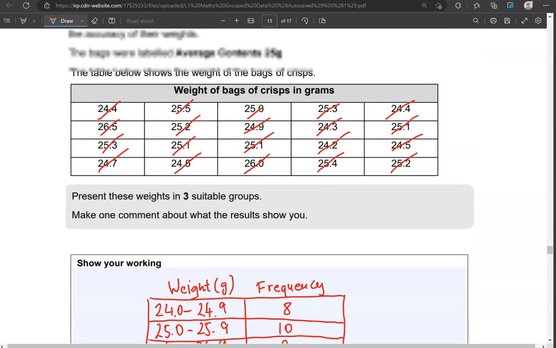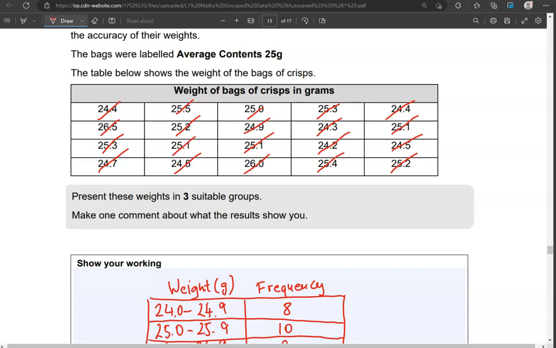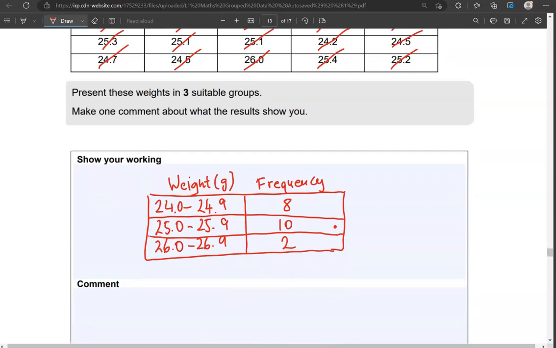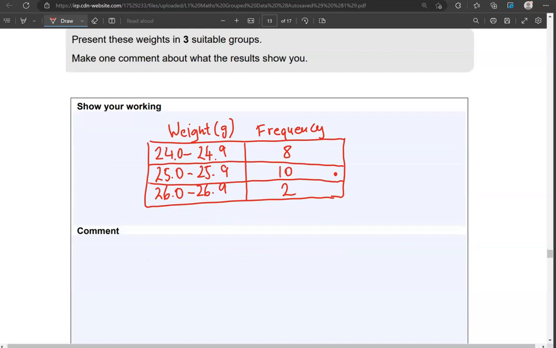Now, they claim that the average contents weight is 25 grams, which is within this group. So we can see that 25.0 grams is within the most common group.